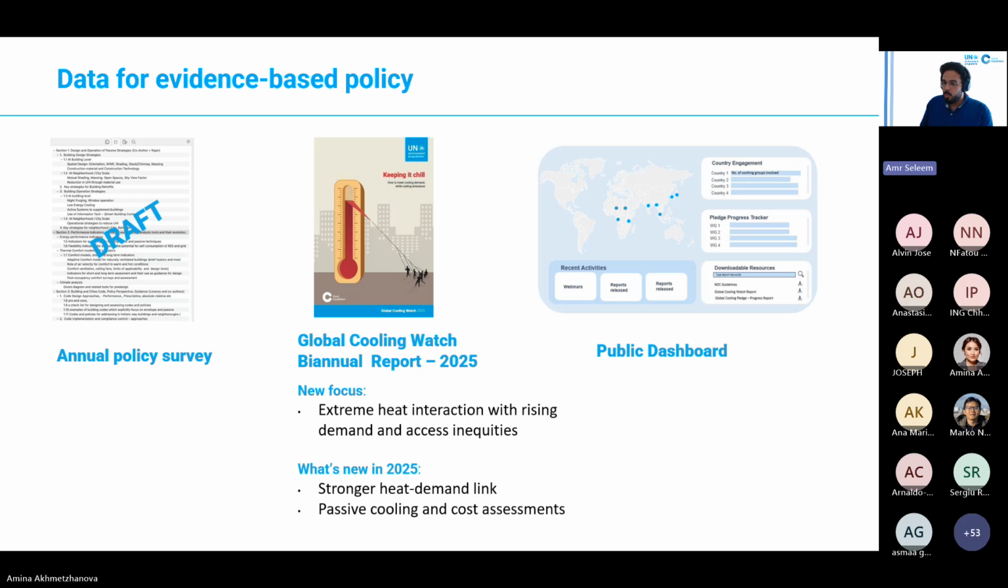And this year, it's going to have a little bit of new focus, mainly concentrating on extreme heat and its interaction, especially with access to inequities, and also on passive cooling and cost assessment. This is the new main dimension that we will feature this year in our second Global Cooling Watch report. And third, which will be launched very soon, the public dashboard. It's going to be a dynamic digital board to show you how countries actually are implementing their cooling or sustainable cooling measures and projects.